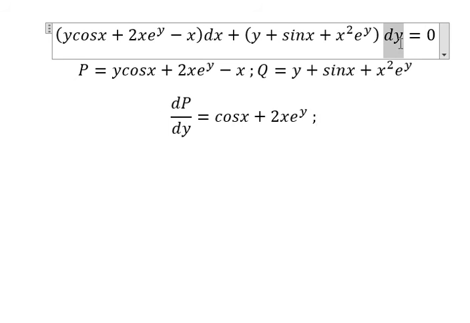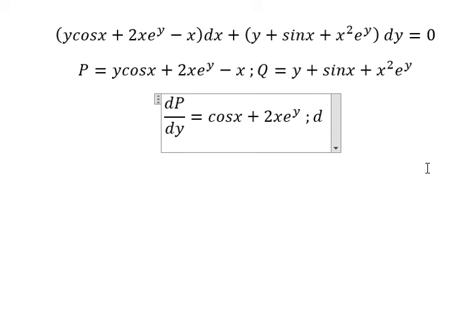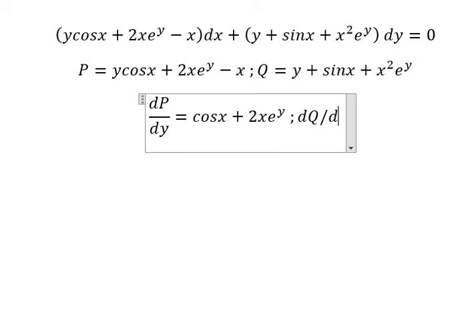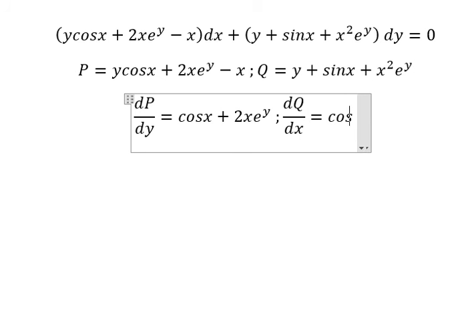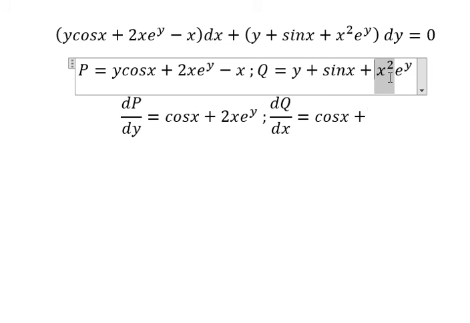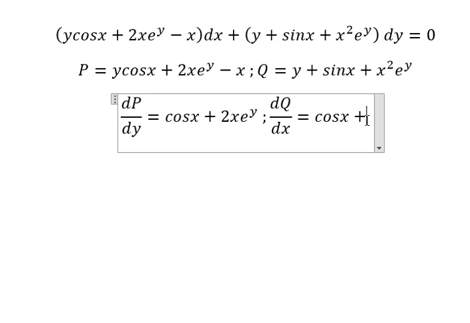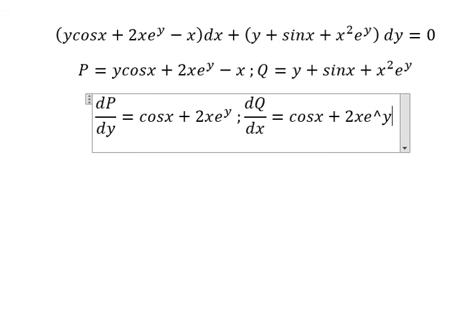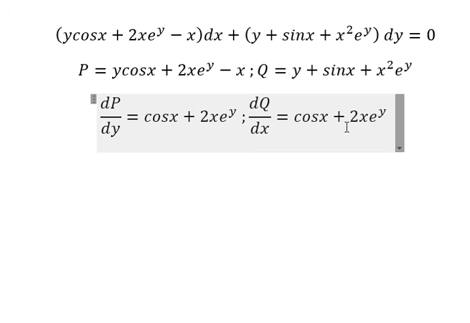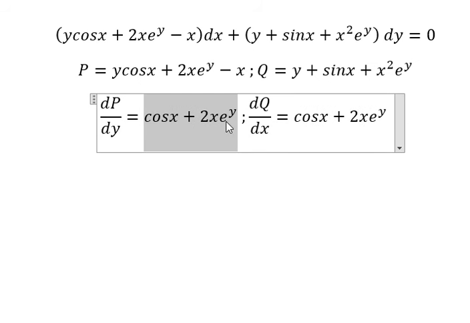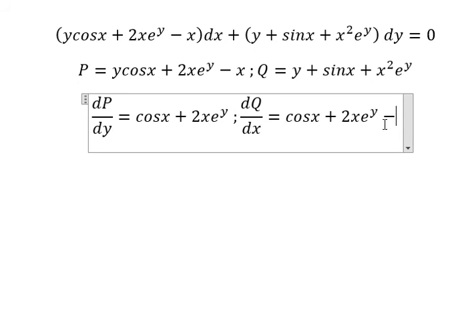We have dy, so we do first the derivative of q with respect to x. This one we don't have x, so you got 0. First the derivative of sine x, we have cosine x. First the derivative of x squared, we have 2x, and we have e to the power of y. We see that this one is equals to this one, so that is exact.